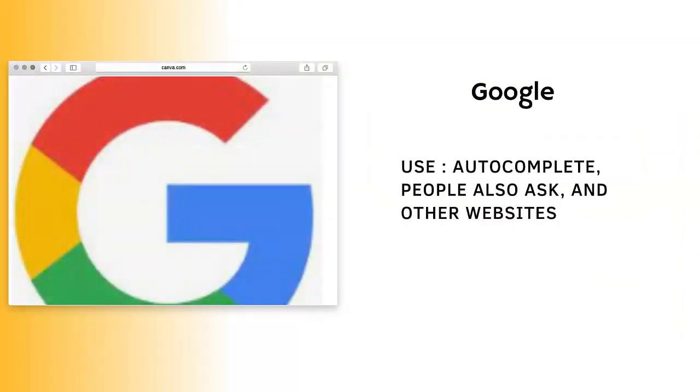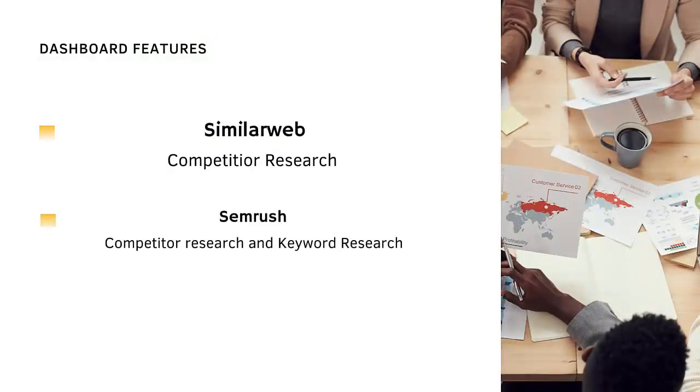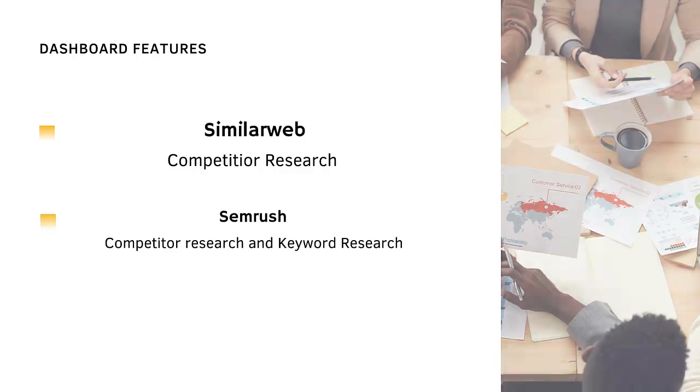For Google, our focus will be how to use the autocomplete, the people also ask, and also how to research using other websites. For SimilarWeb, we will look at how to do competitor research. We'll look at who your key competitors are with SimilarWeb. We'll see what your competitors are actually doing so you know what to also do.